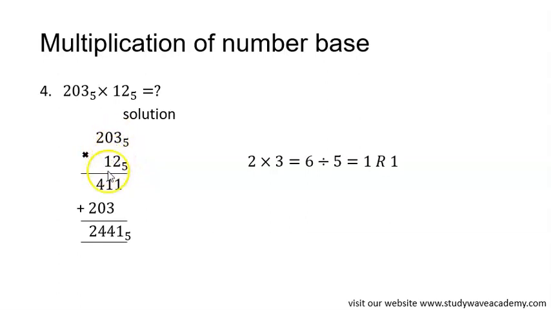1 times 3 is 3. You write down 3. 1 times 0 is 0. You write down 0. And 1 times 2 is 2. You write down 2. So when we are done using all the digits to multiply, we add. Okay? 1 plus nothing is 1. 1 plus 3 is 4. 4 plus 0 is 4. And 2 plus nothing is 2.